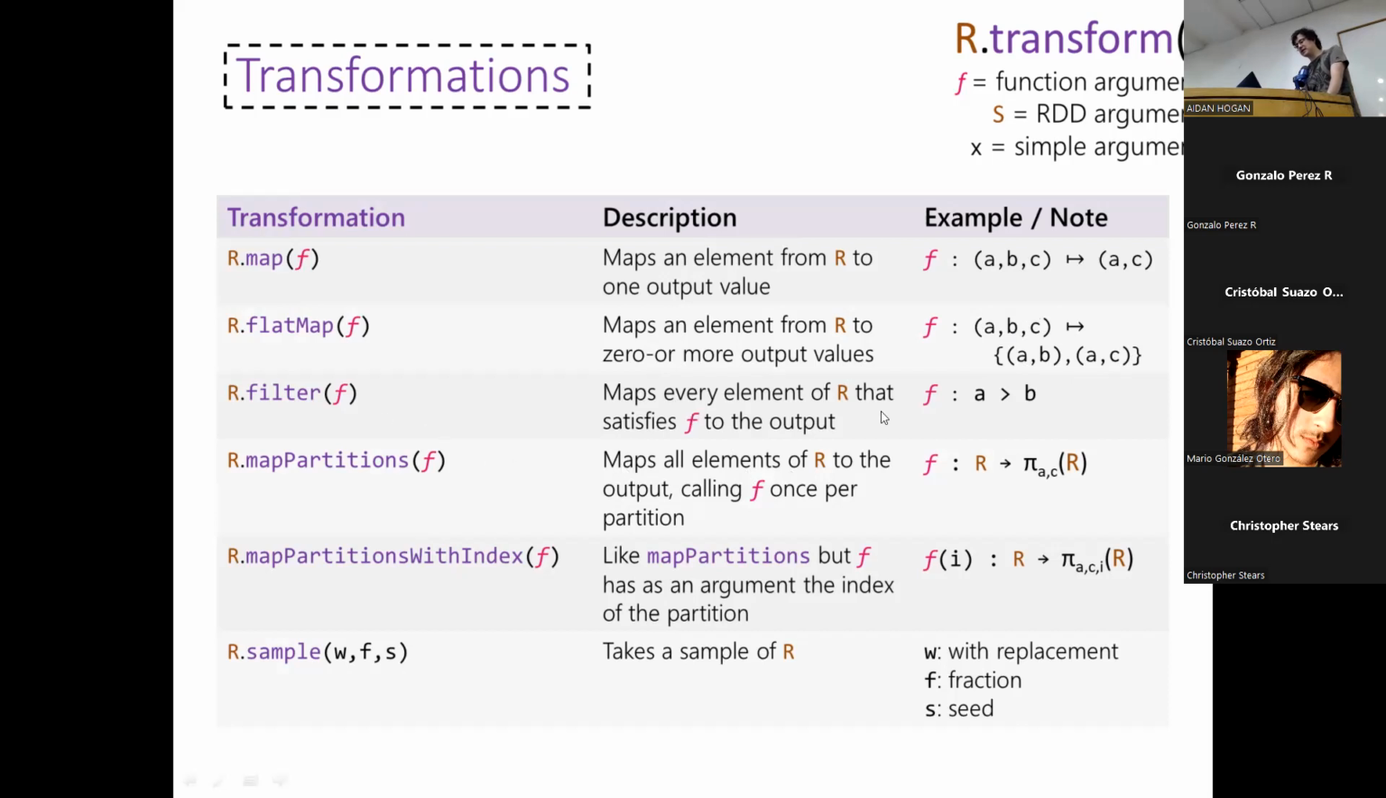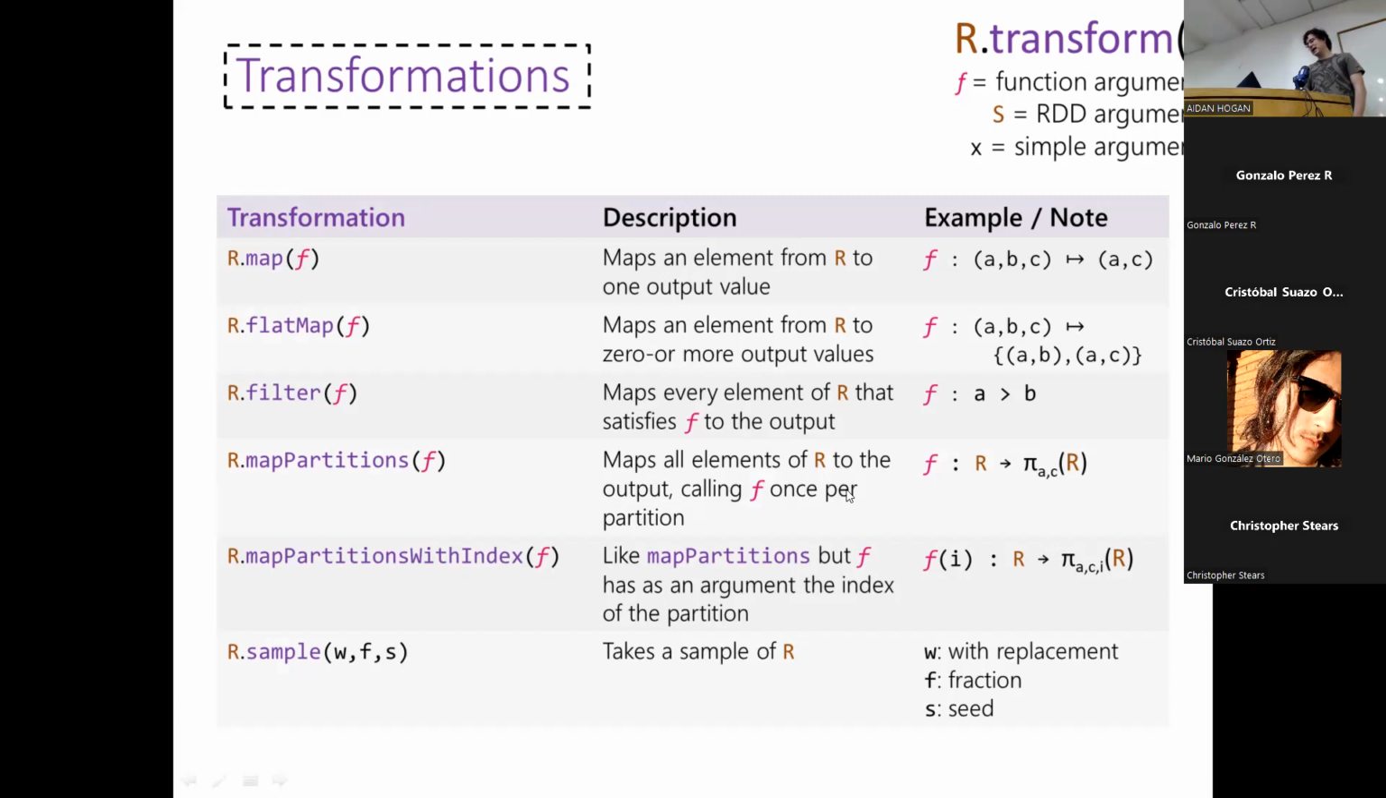Filter. Filter allows us to apply a selection on the RDD. It means that we can apply some criteria in order to filter and leave only the tuples that satisfy that criteria. For example, the function in this case would be A greater than B, some condition that returns a true or false value.